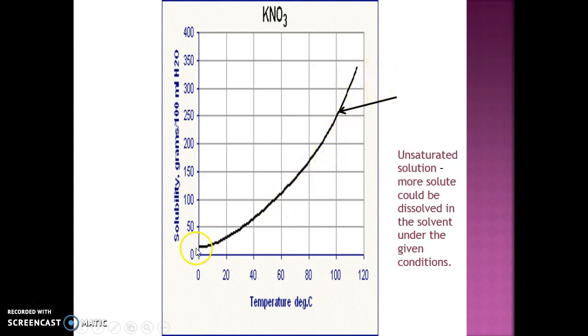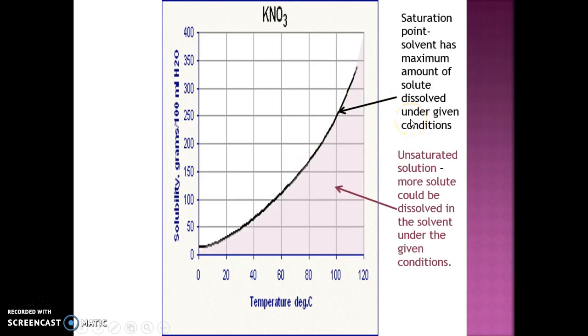This line actually represents the point of saturation. The line represents the maximum amount of solute that you can have dissolved under these certain conditions. So if I have 100 grams of water at 100 degrees Celsius, I can get about 250 grams of KNO3 to dissolve. If at that temperature I have less than 250 grams of KNO3, that's what's referred to as an unsaturated solution, because I could get more to go into the solution. I could get more to dissolve, so that's unsaturated.